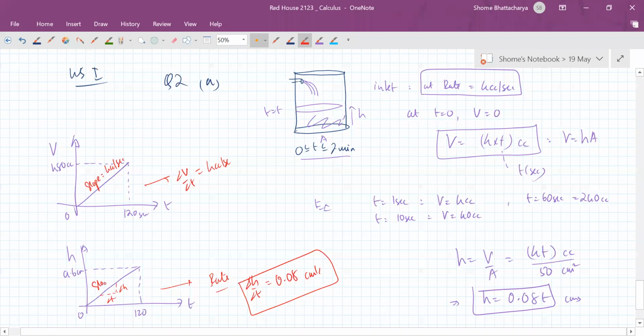This one has a slope of 0.08 centimeters per second. Okay, so Srijita, is it clear now? Yes, sir. Okay.